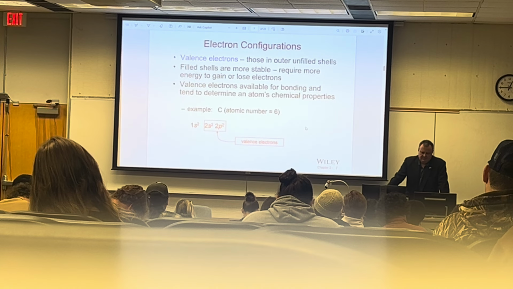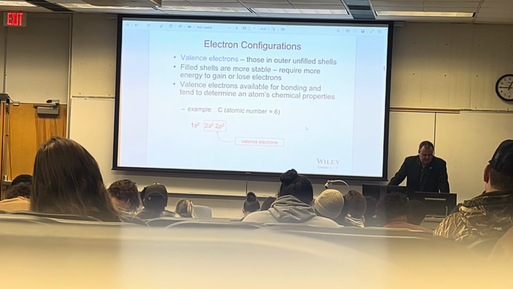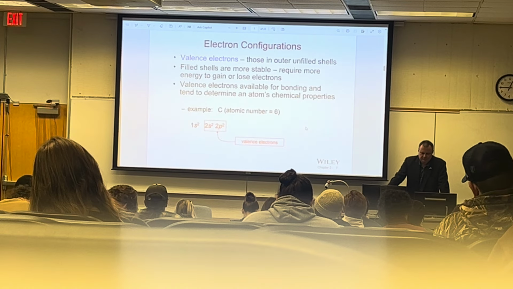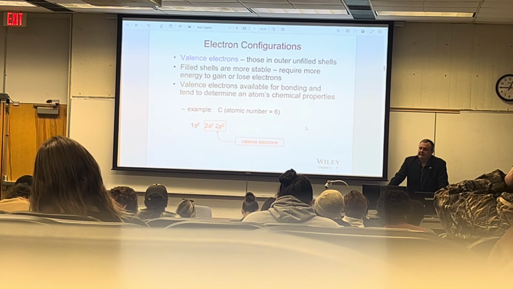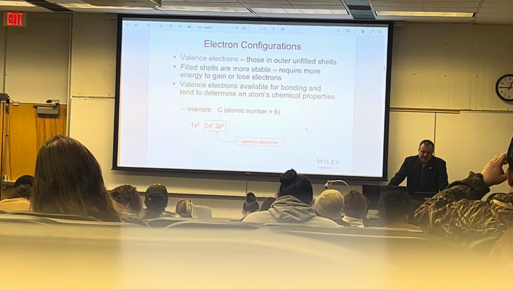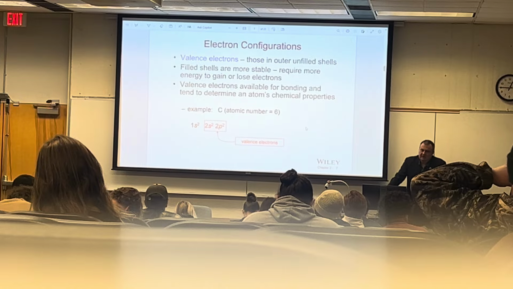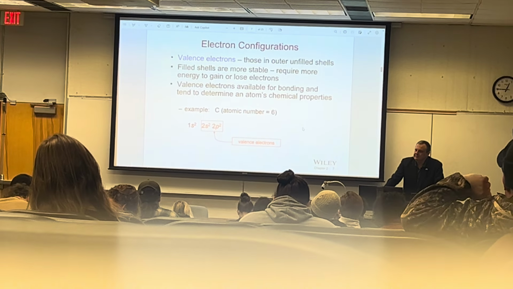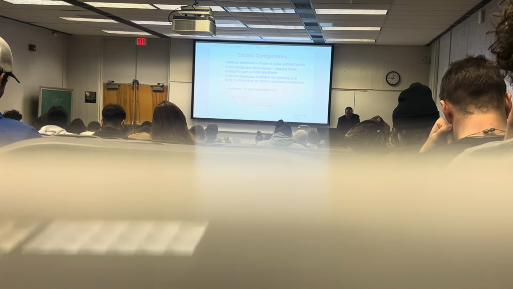If we look at the carbon atom, for example, the atomic number is 6. The configuration is 1s2, 2s2, 2p2. And even though the 2s is filled, it still participates in the bonding process as well. So the 2s2 and 2p2 are valence electrons.